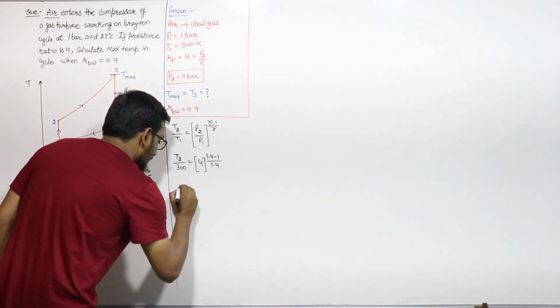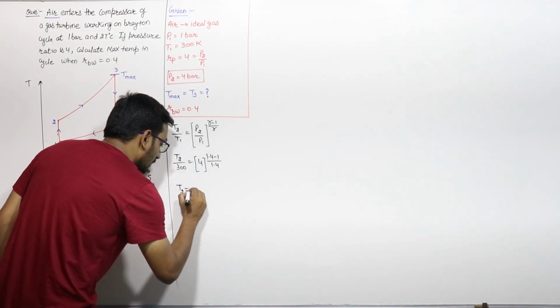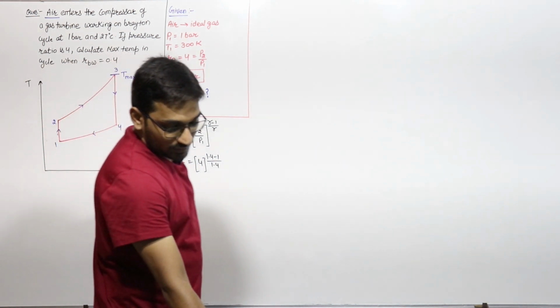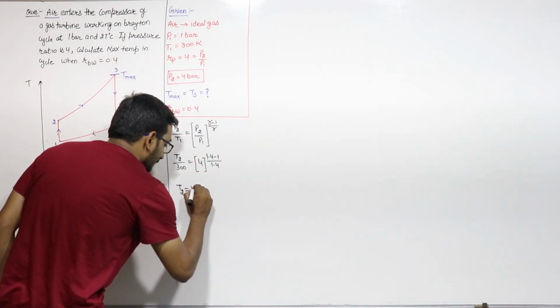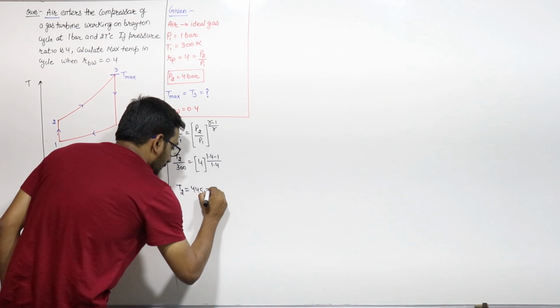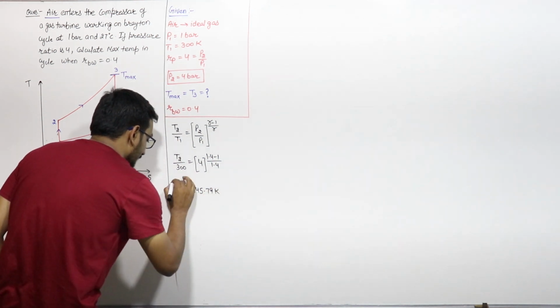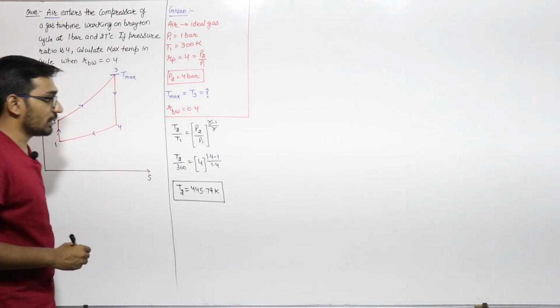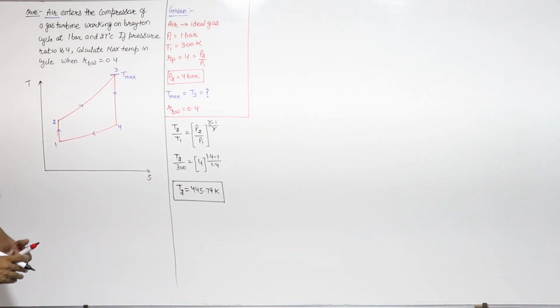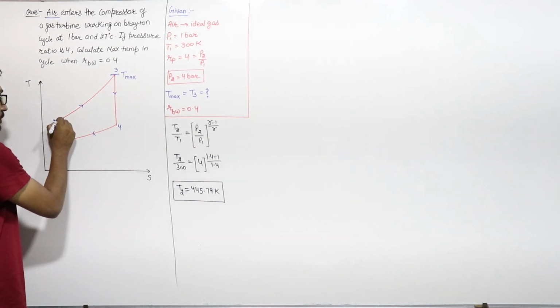If you solve this, you will get the value of T2, which comes out to be 445.79 Kelvin. This is the value of T2. We calculated this T2.